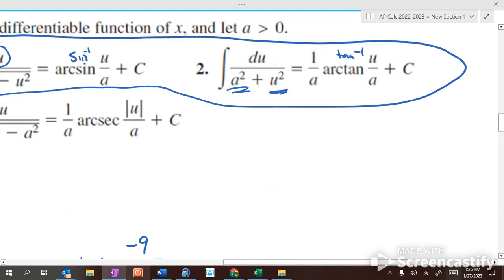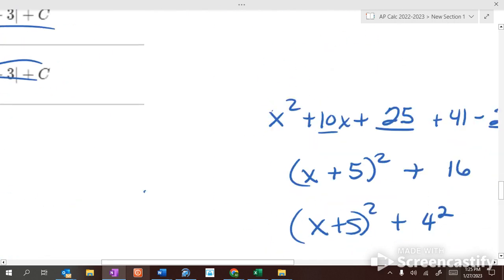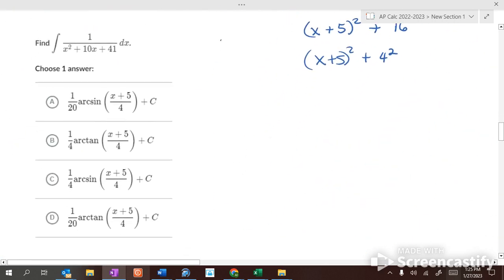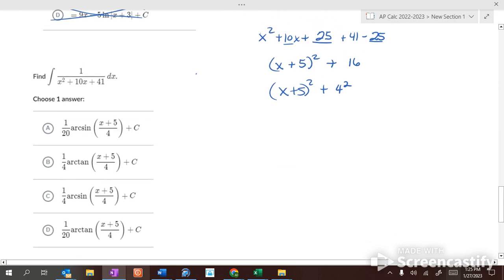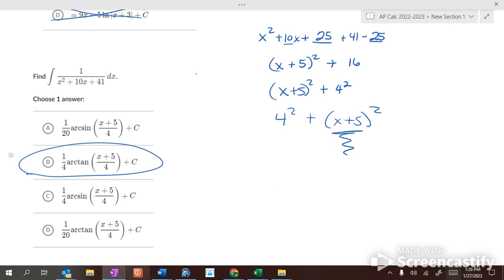So if I have squared plus squared, then we look at our formula. This one, it's 1 over a arctangent of u over a. One over a, and because we have addition, it's 4 squared plus x plus 5 squared, because the u is the one with the variable. So it's 1 over a, u over a, so it'd be b.